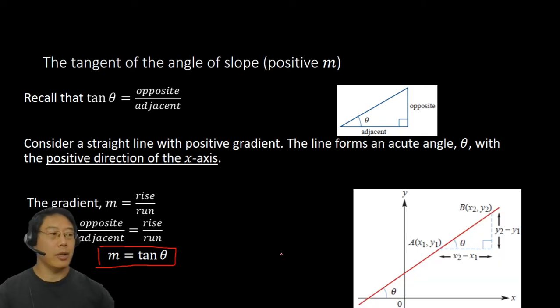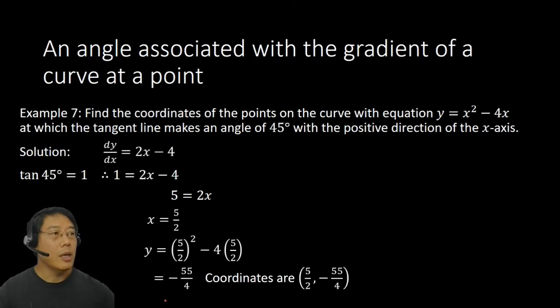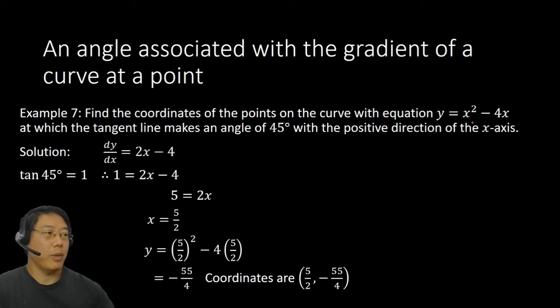Okay, I think it's coming on the next slide. No, that's fine, we have that. So that's the visual representation. So, application of what we've done before. You find the coordinates of the point on the curve with the equation y equals x squared minus 4x, where the tangent line makes an angle of 45 degrees with the positive direction of the x-axis.